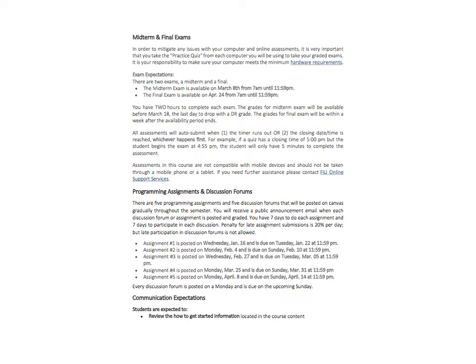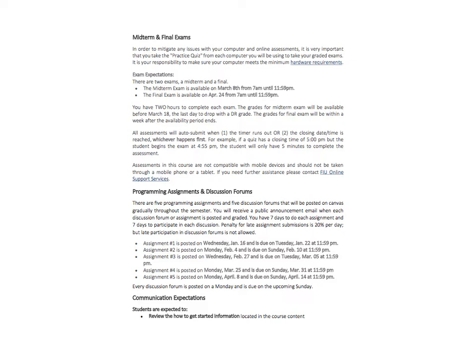Also, here we talk about the programming assignments and discussion forums that you need to do throughout the semester. There are a total of 5 programming assignments and 5 discussion forums that will be posted on Canvas. Gradually throughout the semester, you will receive a public announcement email with each discussion forum or programming assignment that is posted online. And also you get another announcement when it's graded. You have 7 days to do each assignment and each discussion.